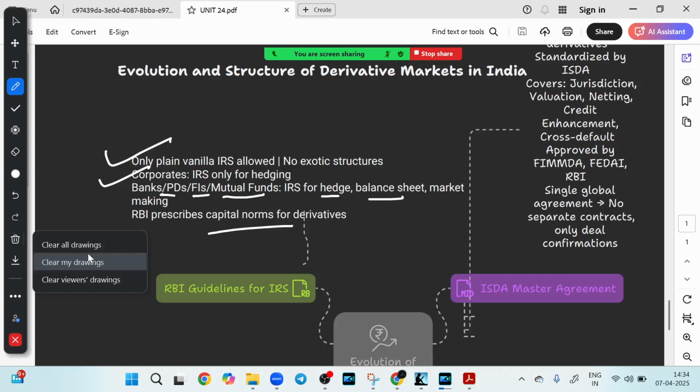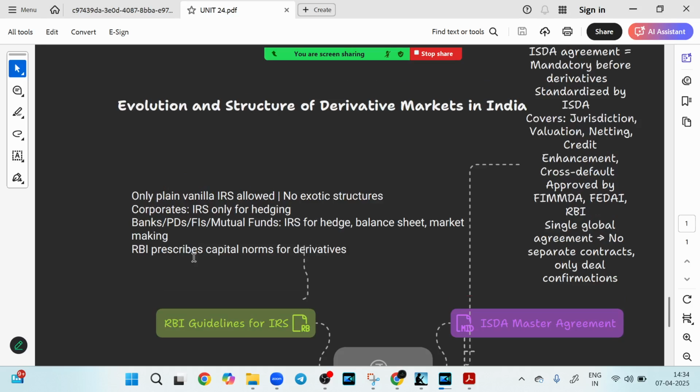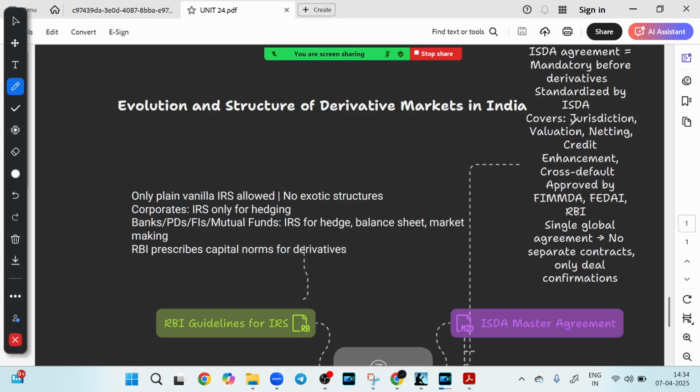If you go through the ISDA master agreement, let me show you. On the right side, you can see the ISDA master agreement. Basically, before entering into a derivative, signing the ISDA agreement is mandatory. Why? Because it allows a uniform framework on jurisdiction, valuation, netting, and credit enhancement. So one agreement covers all kinds of deals. No need for a separate contract, only confirmation and exchange.